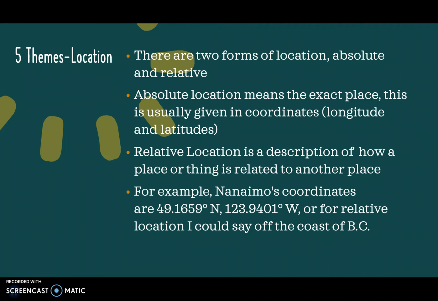5 themes. Location. There are 2 forms of location, absolute and relative. Absolute location means the exact place. Relative location is a description of how a place or thing is related to another place.